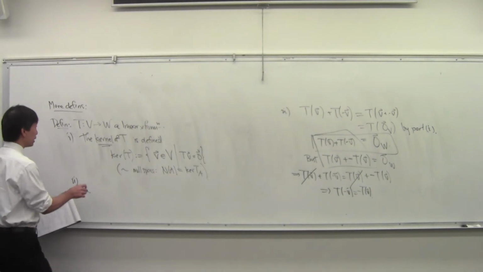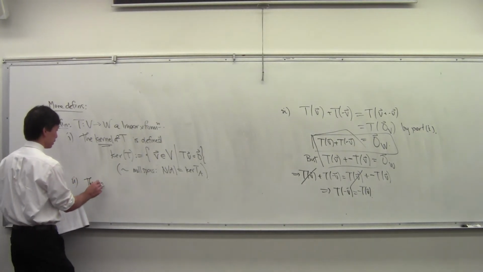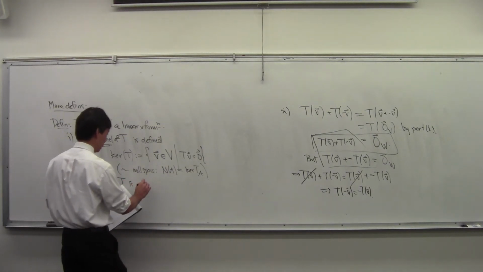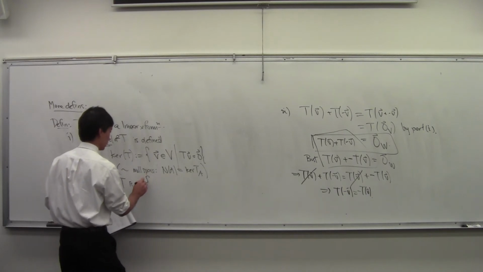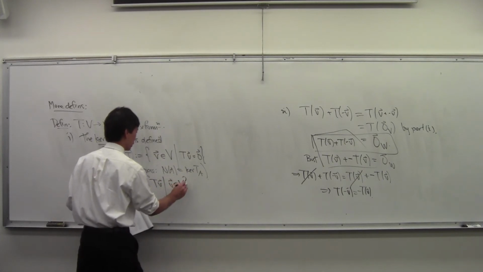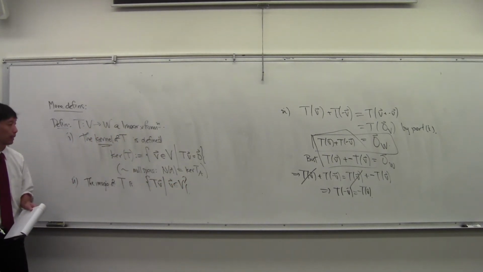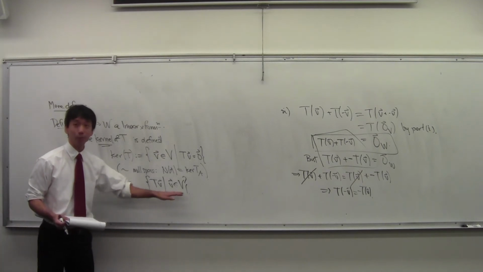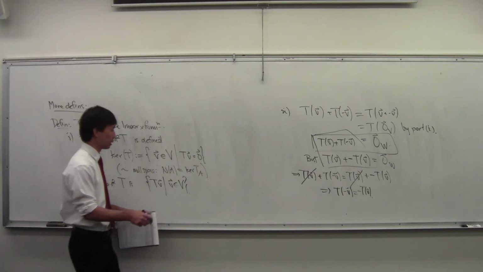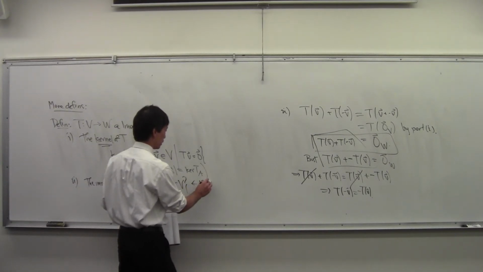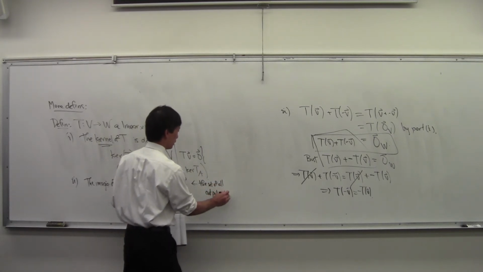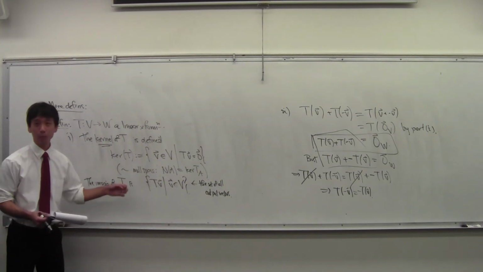The second notion is something called the image. The image of T is everything of the form T of v where v is in V. So it's the set of all outputs of T, the set of all output vectors.